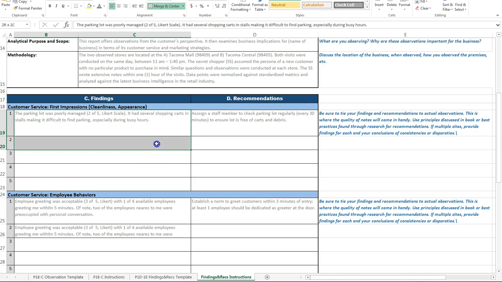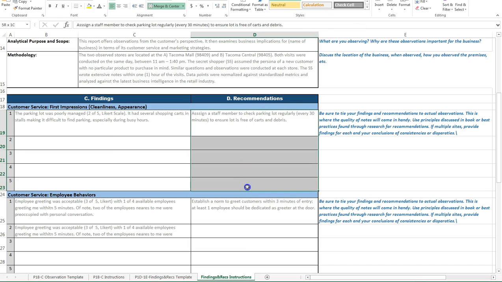Your Likert and or minutes and hours need to be in here, okay, because these are measurable observations, not generalities, and your recommendations need to map back to your findings. If they do not, then the recommendations are not meaningful. They are out of context. I know you understand that. I just want to remind you of it, okay?